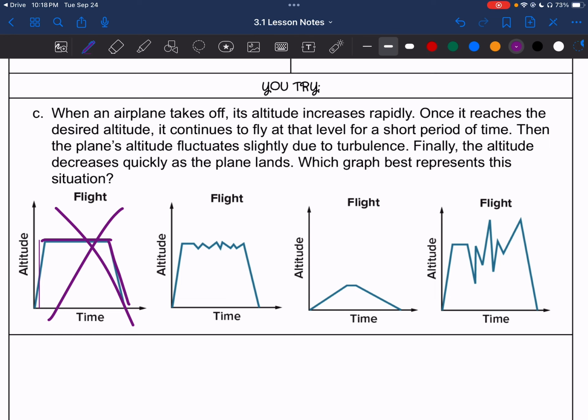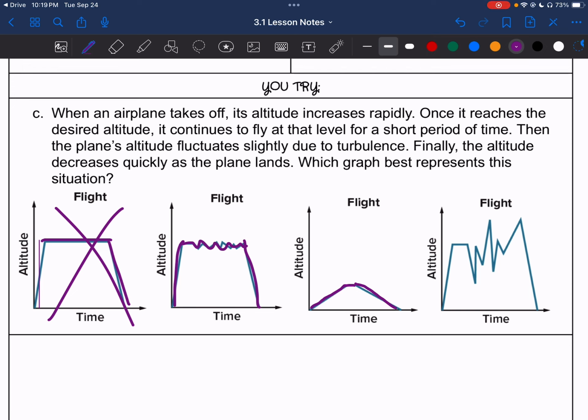In the second one, our height increases, then we're steady for a little while, and then we have this jaggedness before coming back down. That certainly seems plausible for going up and down, fluctuating slightly due to turbulence. Our third example, we have a slow increase in altitude. We're steady for a little while, and then a slow decrease in altitude.